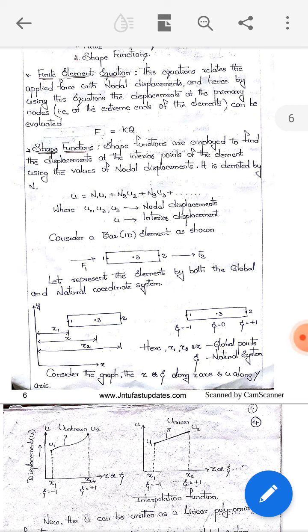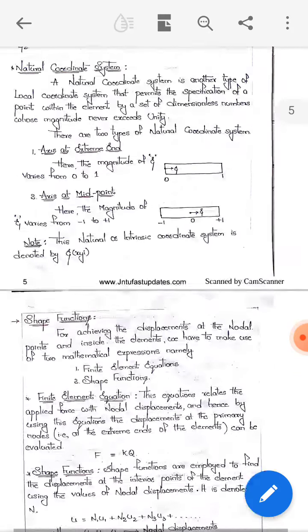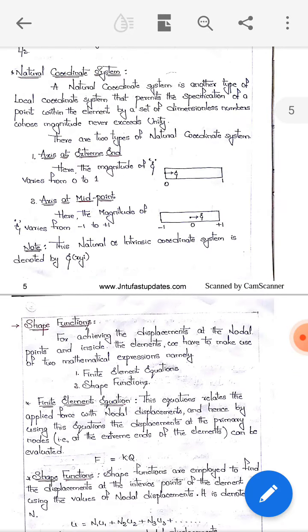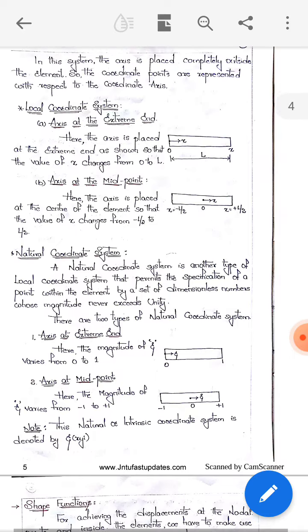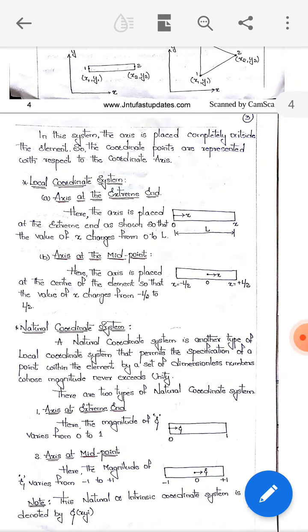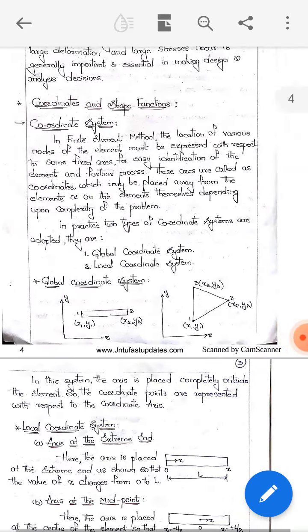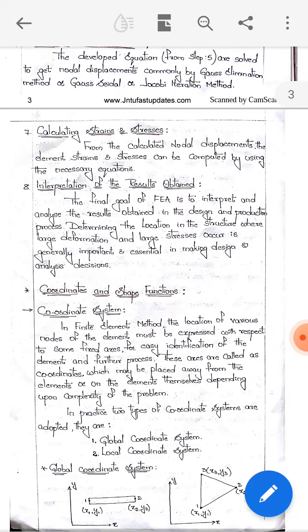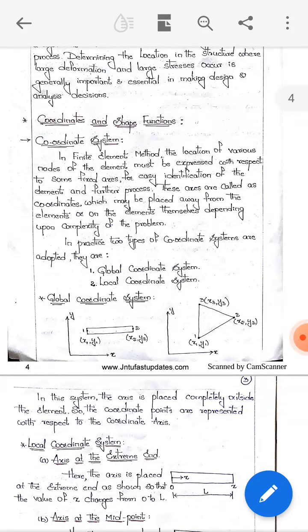Today, we'll discuss shape functions and compatibility of shape functions. In order to discuss shape functions, we have to see coordinate systems. So, coordinate systems.